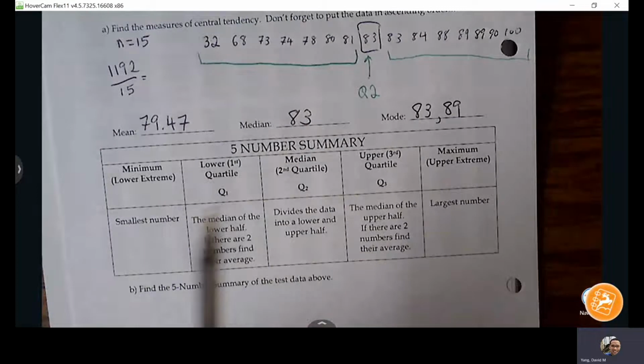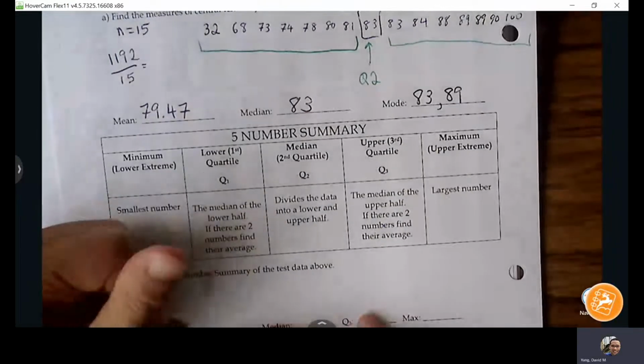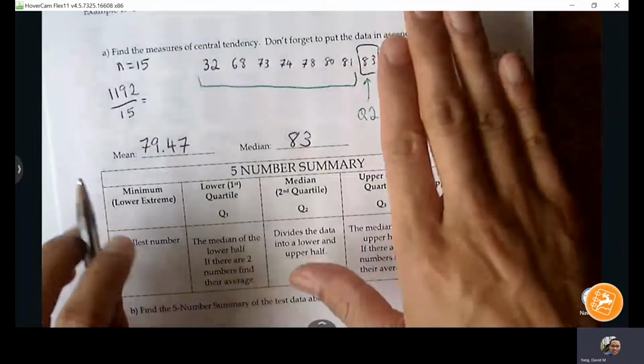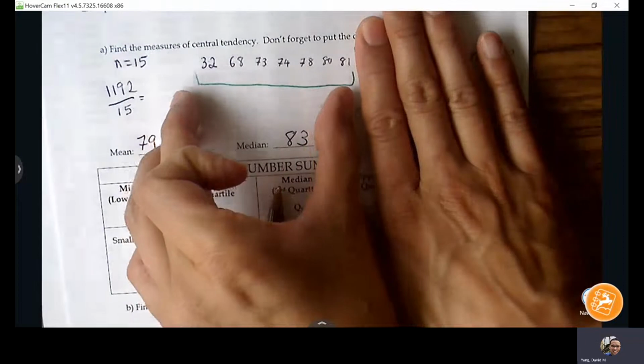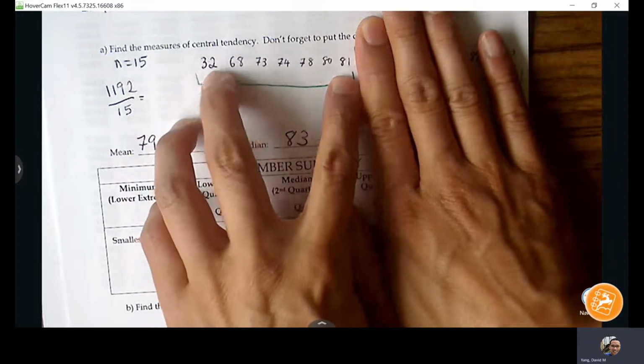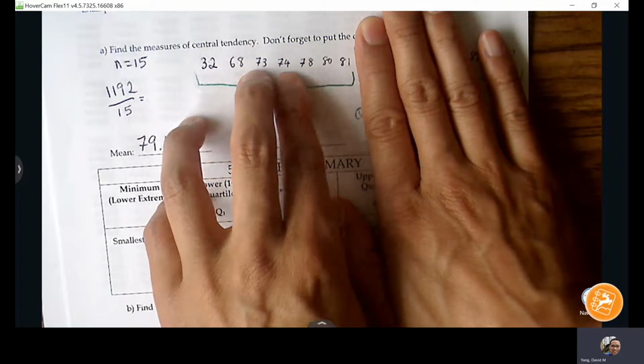Okay, so let's start with the smallest number. The minimum is what? 32. Q1 is the median of the lower half. So we're going to find the middle number out of these sets. It looks like we have an odd set of numbers, so we should get a middle number here. So the middle number is going to be 74.